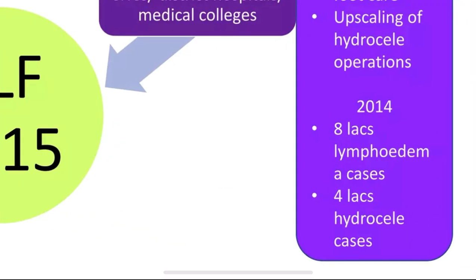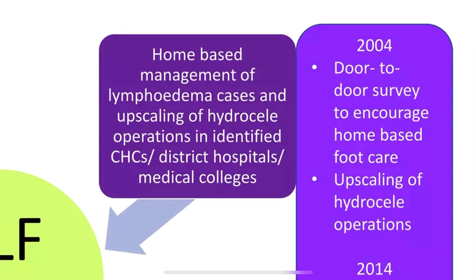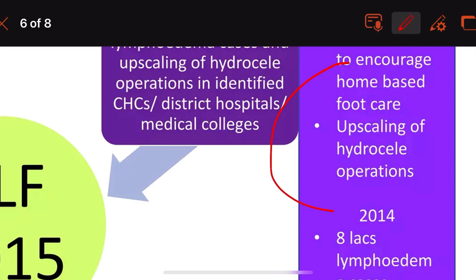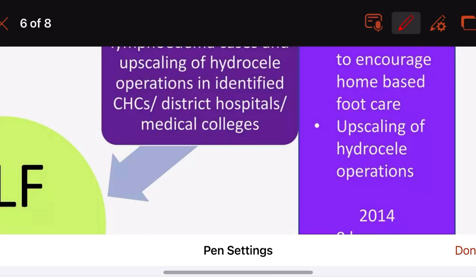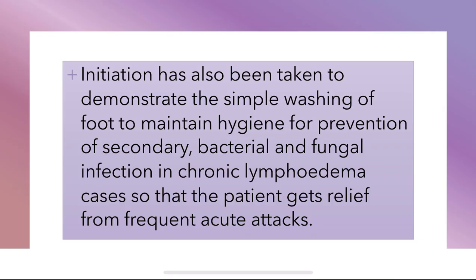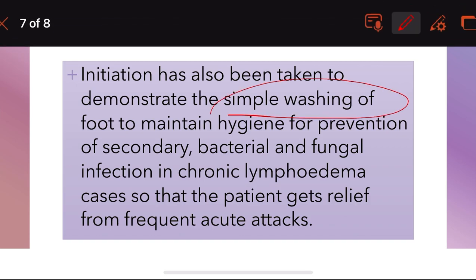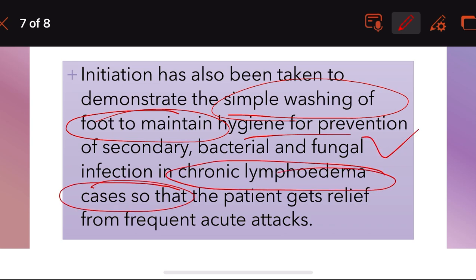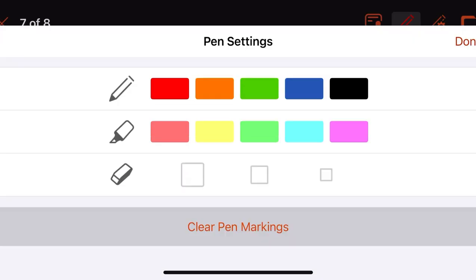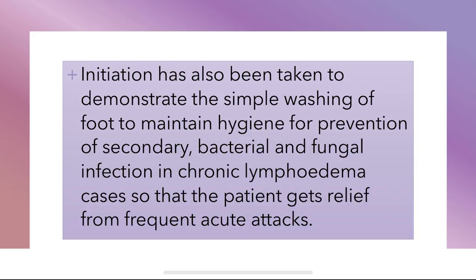Next, we saw that in the year 2014, the line listing of lymphedema cases and hydrocele cases was initiated by the door-to-door survey. With the help of this door-to-door survey, they line listed 8 lakh lymphedema cases and 4 lakh hydrocele cases. And also they taught them the simple washing of the foot to maintain hygiene and prevent secondary bacterial fungal infections in chronic lymphedema cases. So, patients get relief from the frequent acute attacks of lymphatic filariasis.